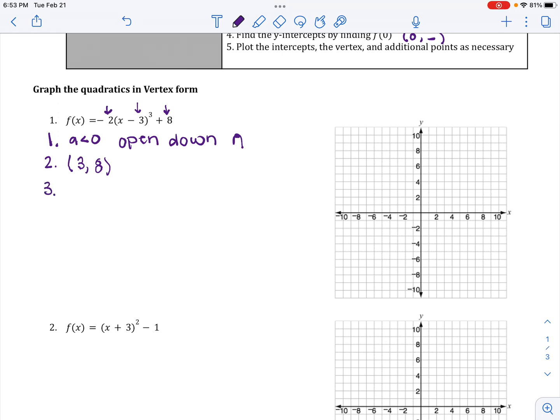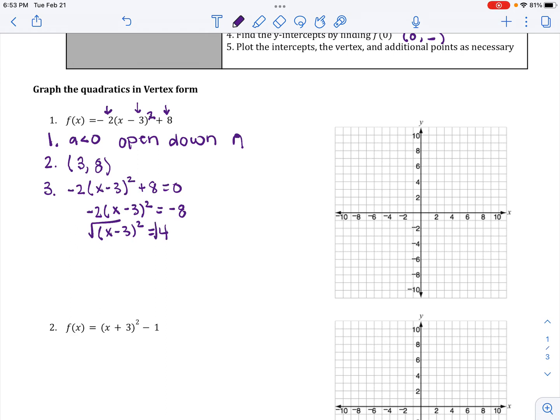Now, we need to find those x-intercepts. To find those x-intercepts, we're going to take our equation, negative 2 times (x minus 3) squared plus 8, set it equal to 0, and solve using our square root properties. First we subtract 8 from both sides, leaving negative 2 times (x minus 3) squared equals negative 8. Then we divide out the negative 2, so (x minus 3) squared equals a positive 4.